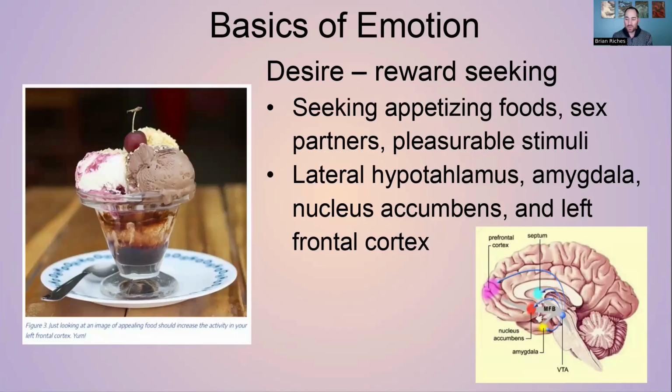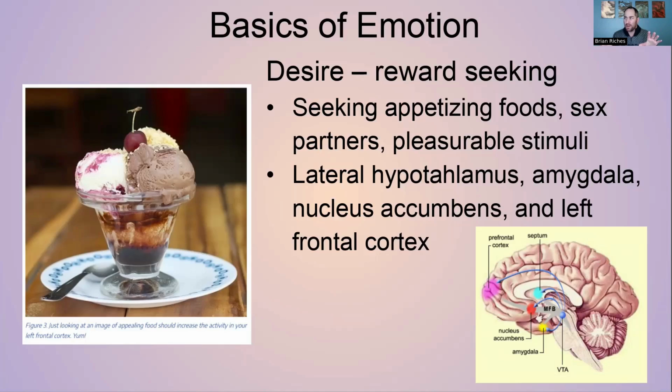If you see this ice cream sundae and you're like, oh, I want to eat that, that is activating this desire slash reward seeking system neurologically. So we seek other things too: appetizing foods, sex partners, pleasurable stimuli. Some of the main areas for this are the lateral hypothalamus, the amygdala, nucleus accumbens, and left frontal cortex. For desire specifically, and wanting to get something, the frontal cortex is activated, but more on the left frontal cortex.